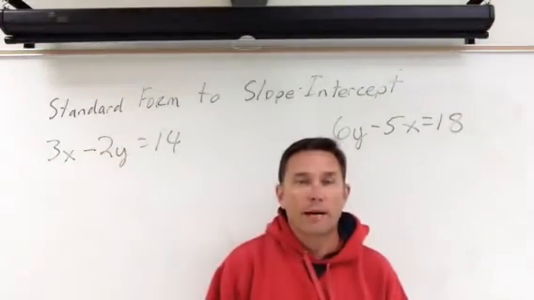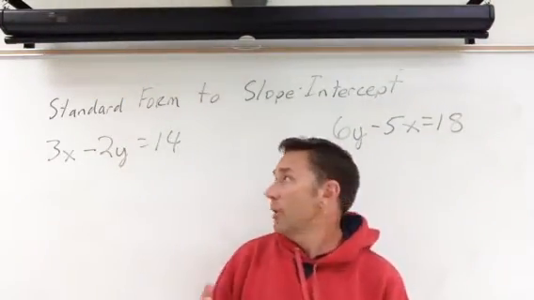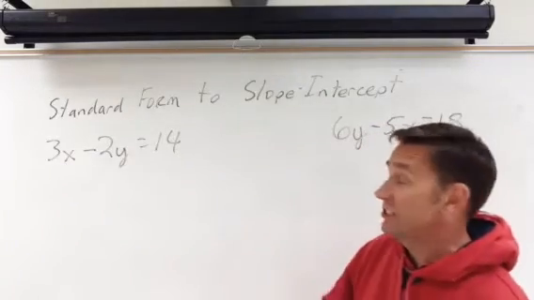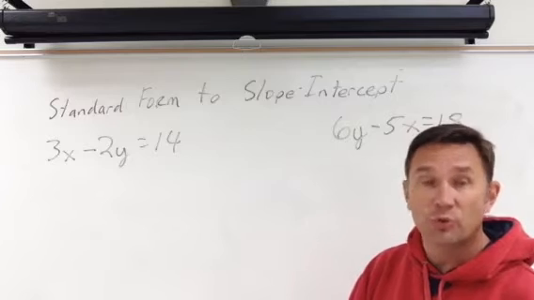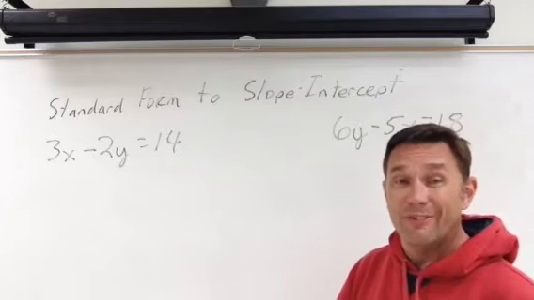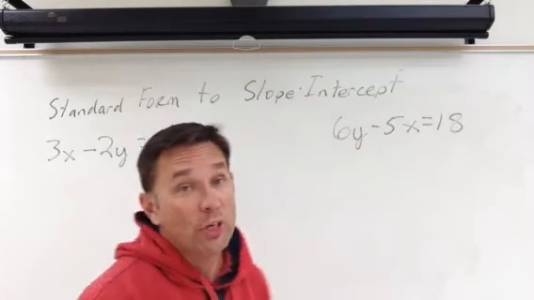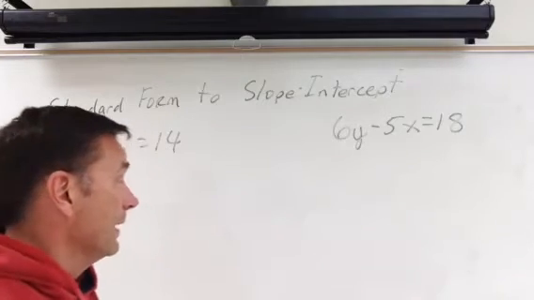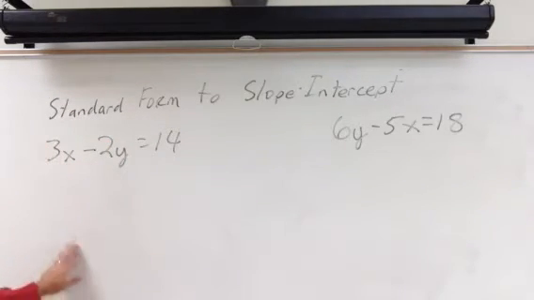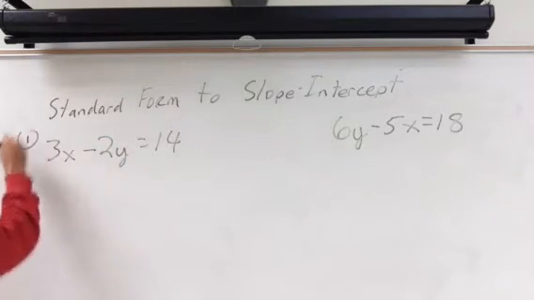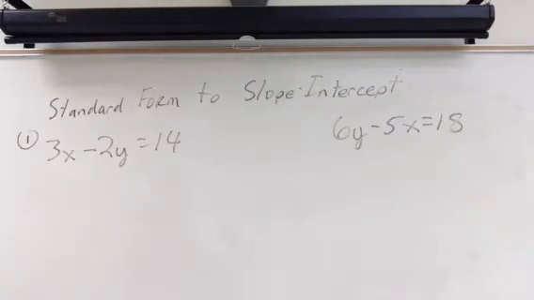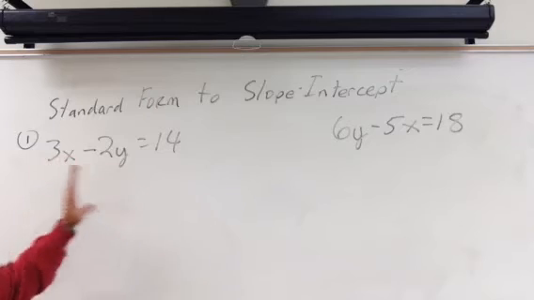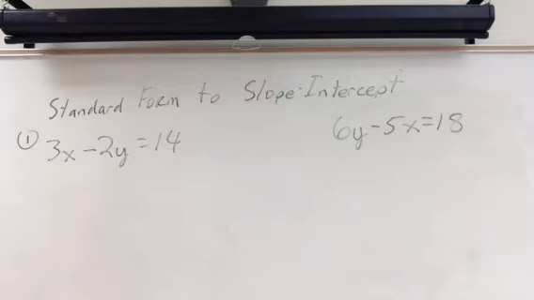Today we're going to be talking about looking at problems or linear equations that are in standard form and changing them to slope-intercept form so we can find out that important information and so we can graph them a little bit easier. Now if we're looking at the first problem here, we have 3x minus 2y equals 14. Now from this, if we were to graph this, we don't know what the slope is, we don't know what the y-intercept is. It makes it kind of hard to graph it.